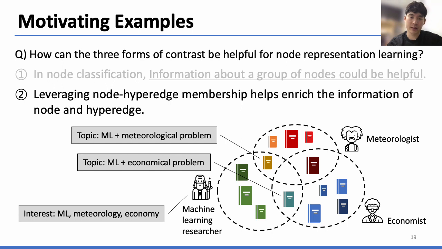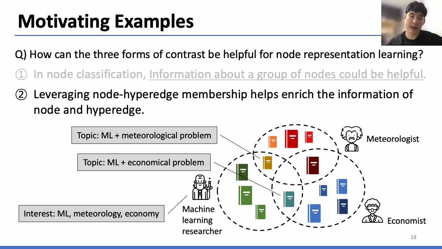For example, the fact that a meteorology paper is written by an author who mainly studies machine learning is a useful clue to suspect that the paper is about application of machine learning techniques to meteorological problems, and the author is interested in both machine learning and meteorology. Similarly, we can also guess that the author is likely to be interested in economy from the fact that he wrote a paper about an economic problem.